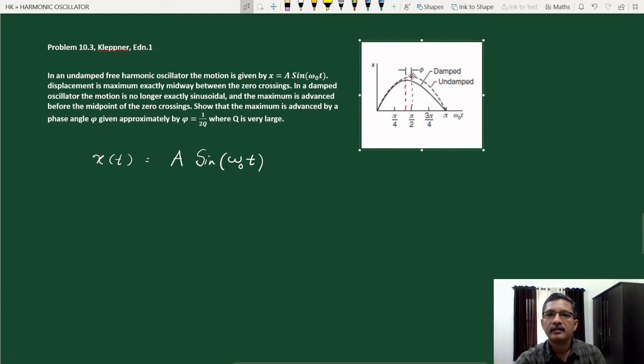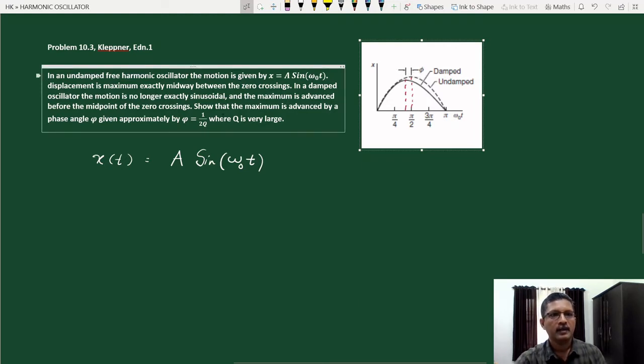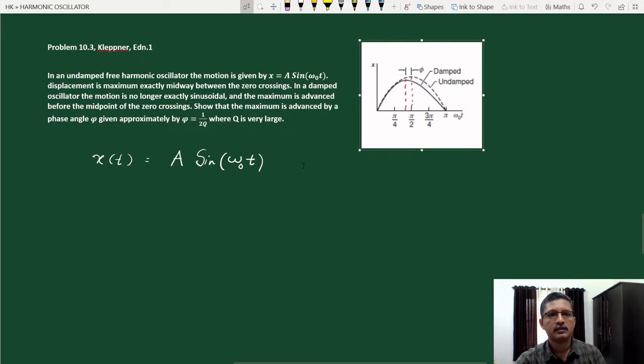We don't know where it is, but the difference between the angles, for an undamped oscillator where the maximum is at pi by 2, and for a damped oscillator where it is slightly earlier, let us say is phi. So the idea is that for a damped oscillator, the maximum of the displacement occurs before the midpoint of the zero crossings. It's not exactly midway between the zero crossings. It occurs before. So how much before? To what extent is it earlier than that of an undamped oscillator?